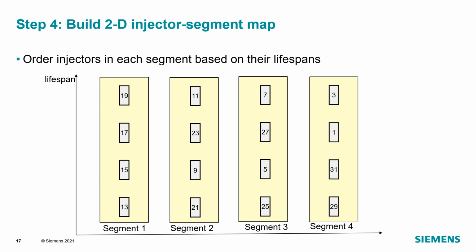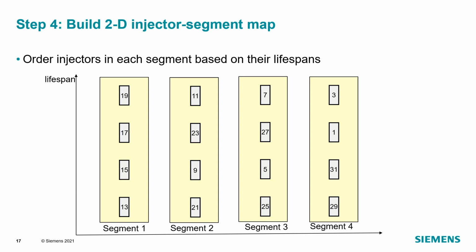This analysis helps us to create a 2-dimensional map. Within each segment, injectors are ordered by their lifespan with the longest on top. Using this map, we assign injectors to input channels, trying to ensure good encoding capacity of the decompressor.